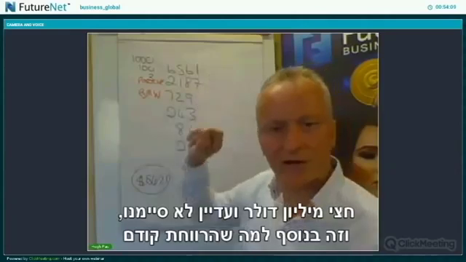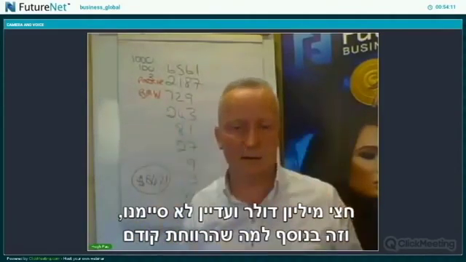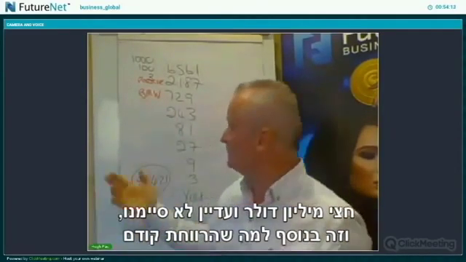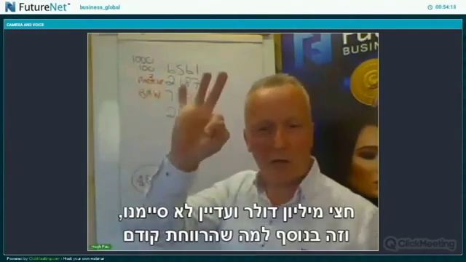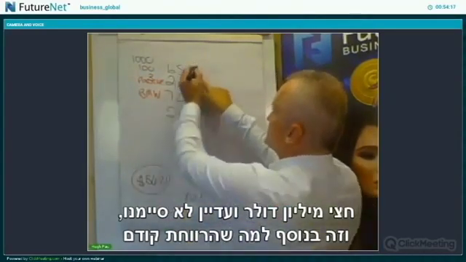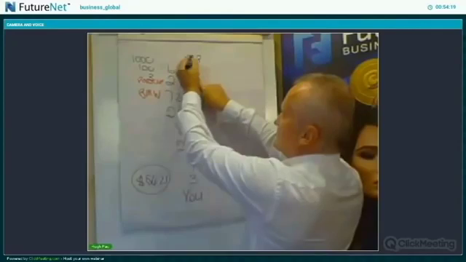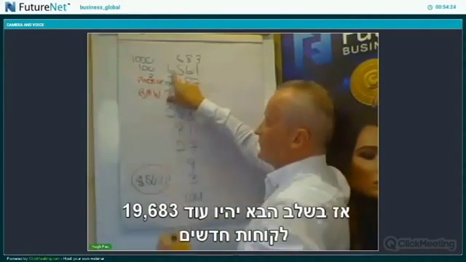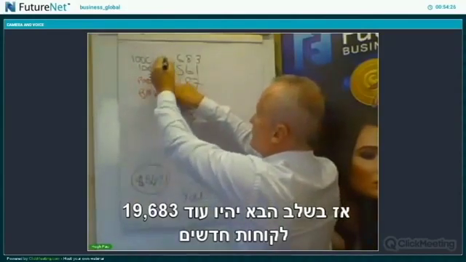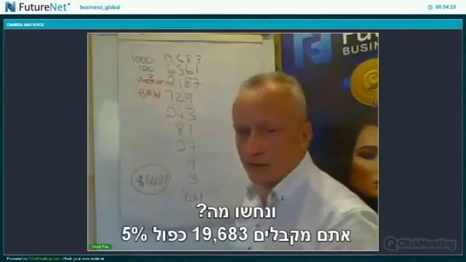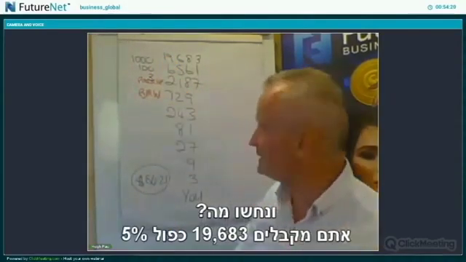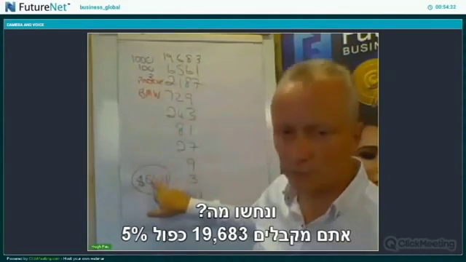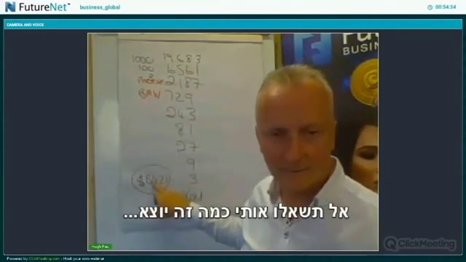These are 6,500 brand new customers who are only hearing about the business. We teach them to send out 100 videos to get 3 to say yes. 3 1s are 3. 3 6s are 18. 3 5s are 15 and 1 is 16. 3 6s are 18 and 1 carried over is 19. Guess what, guys? You have 19,683 multiplied by this. Don't ask me what the math is.